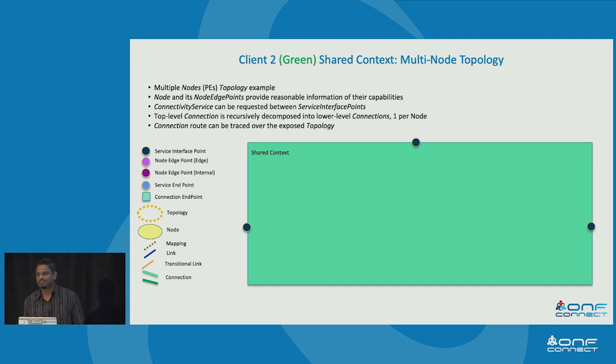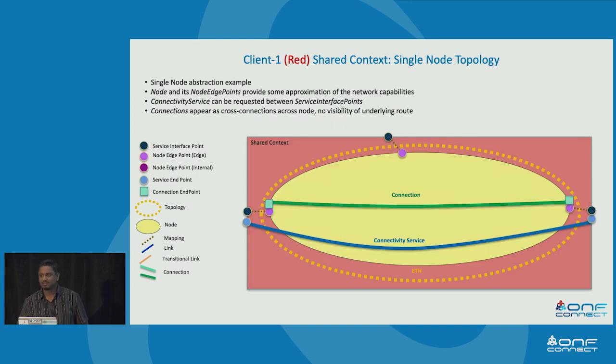All right, so if I understood correctly, your service interface point would be a UNI interface. Yeah. Your service endpoint would be, say, a multipoint VPN that you want to span multiple access ports. Right. Your connection could be an MPLS LSP. Right. Okay. Absolutely correct. Yeah. The connection would be the MPLS LSP, and the connection endpoints are the ones that terminate.